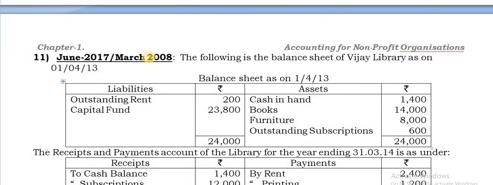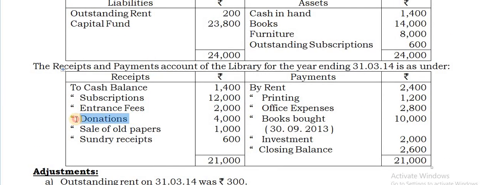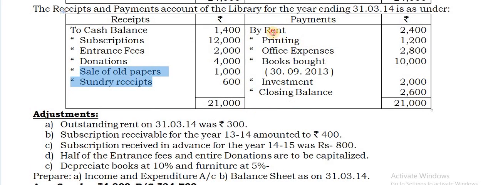Half of the amount, just like in the previous problem. But the donations entire you add to the capital fund in the balance sheet. Then sale of old newspapers and sundry receipts, these are income and expenditure account credit side. Then rent, printing, office expenses, these three amounts will go to the income and expenditure account on the debit side.